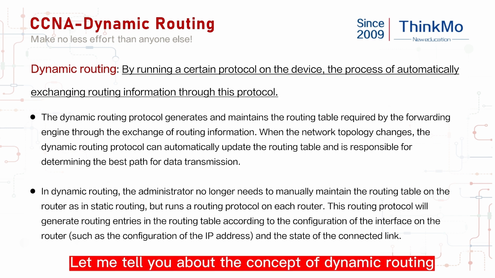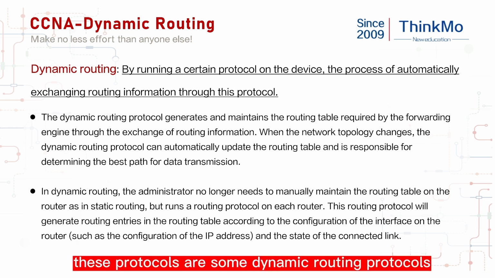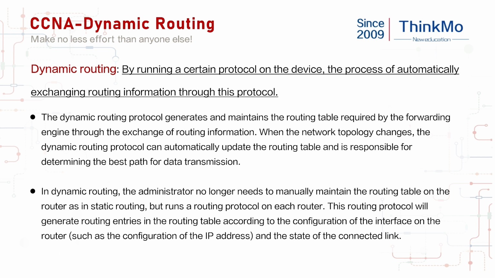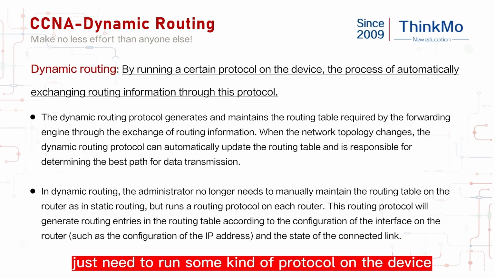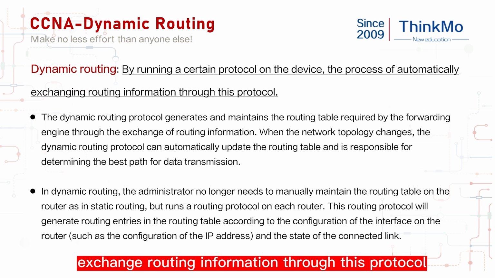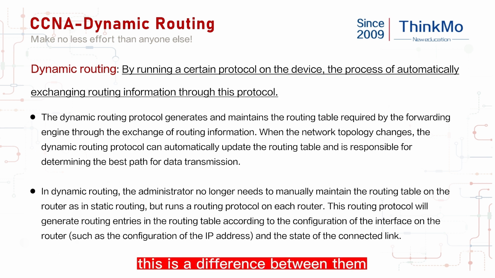Let me tell you about the concept of dynamic routing. By running some corresponding protocols on the device, these protocols, which are dynamic routing protocols, automatically exchange routing information. Dynamic routing means you just need to run some kind of protocol on the device, and automatically exchange routing information through this protocol. This is called dynamic routing. There is no algorithm for static routing; it only relies on human configuration. And dynamic routing has an algorithm. This is a difference between them.